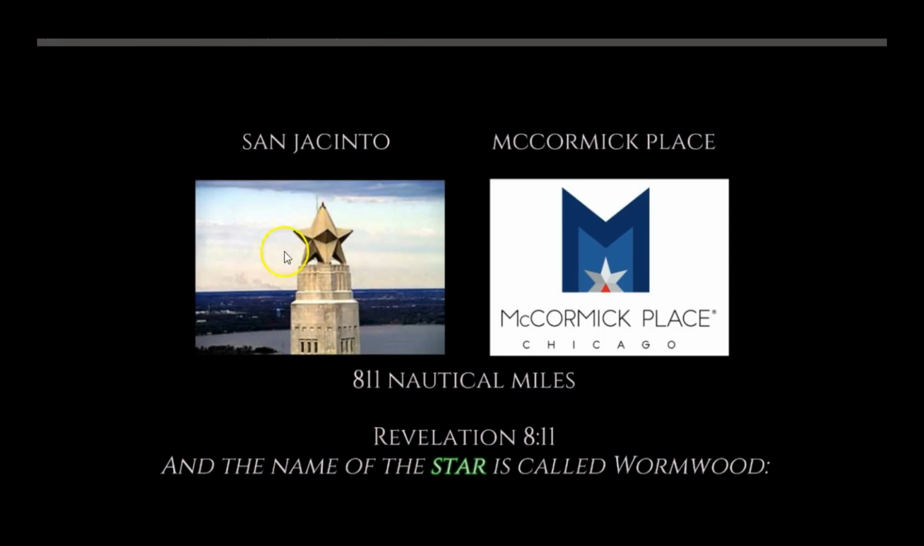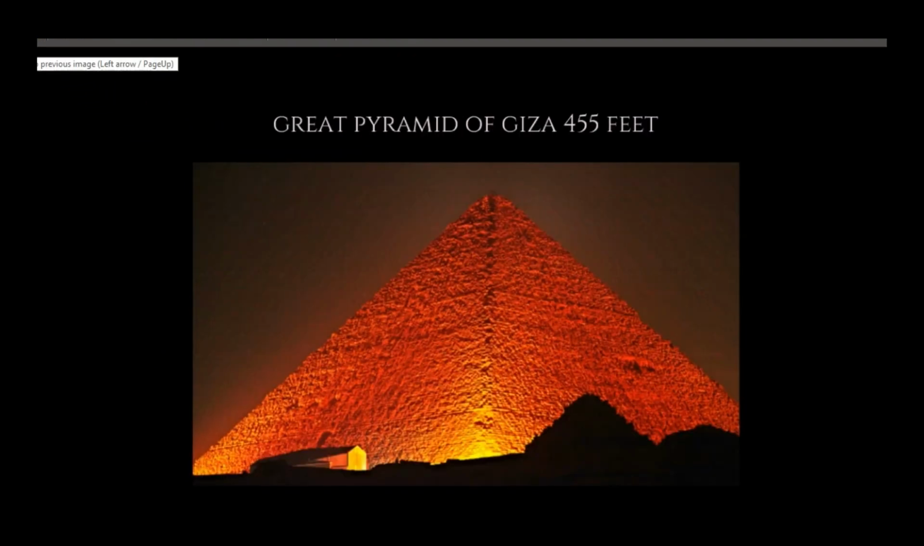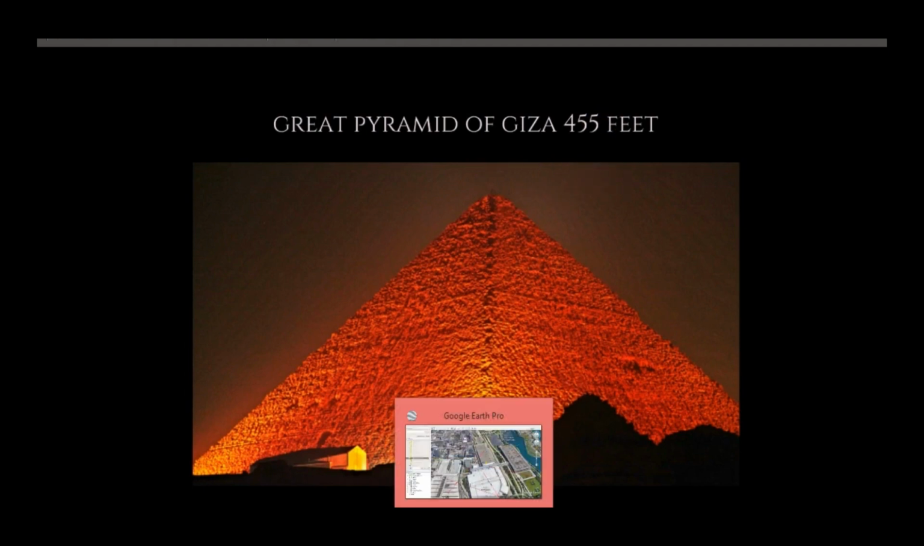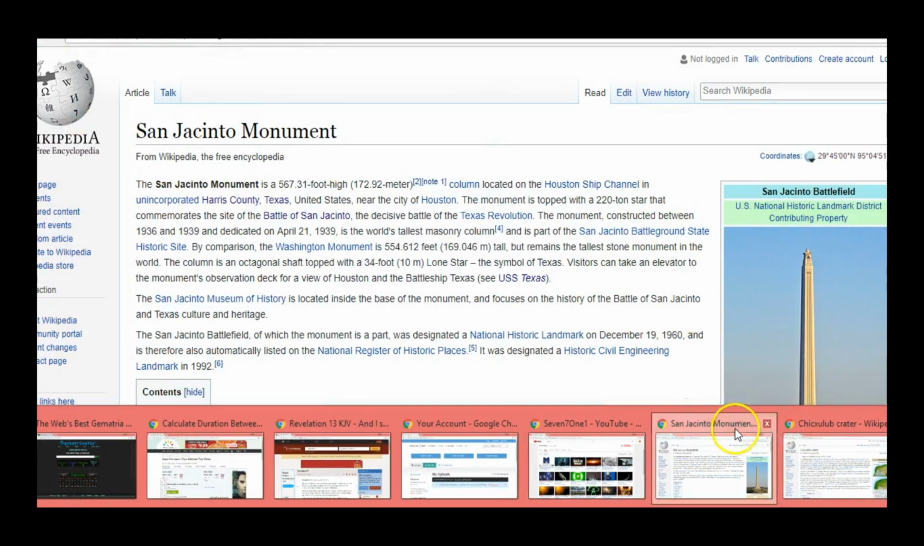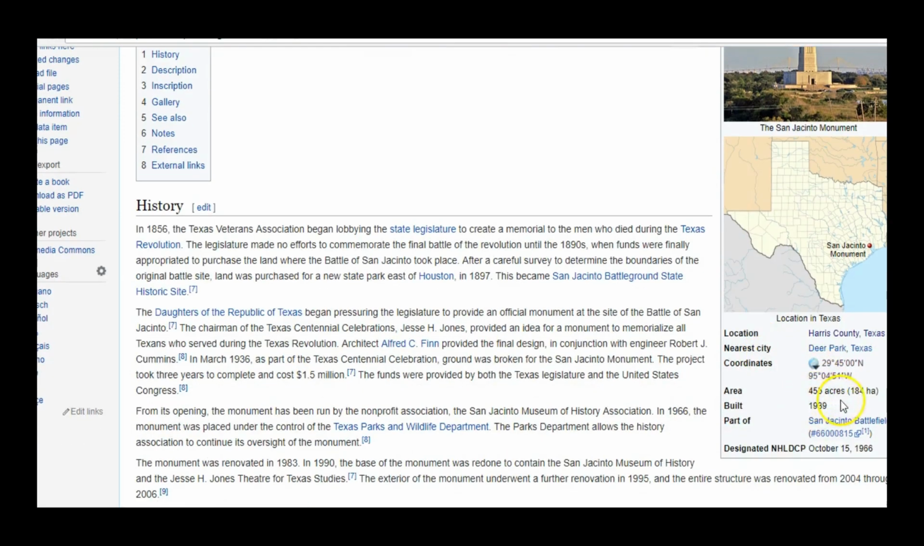And of course, the monument has the 9-pointed star, and the McCormick Place logo also has the same star in its logo. So we know that it's directly referencing the monument and McCormick Place. McCormick Place, its connection to Egypt or the Great Pyramid. The Great Pyramid is 455 feet tall currently, and the San Jacinto Monument grounds are listed as 455 acres.